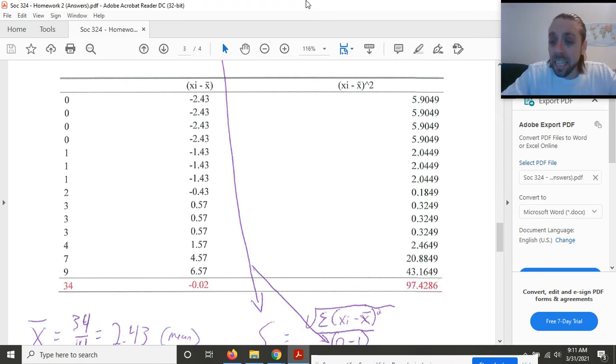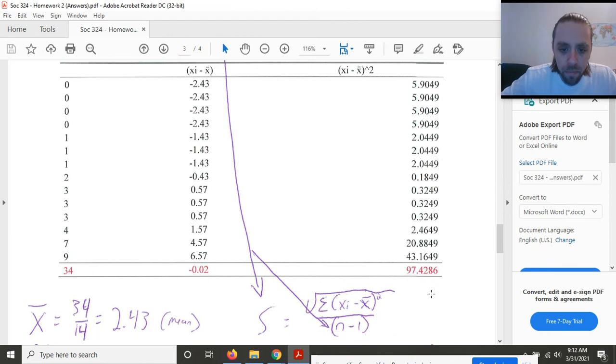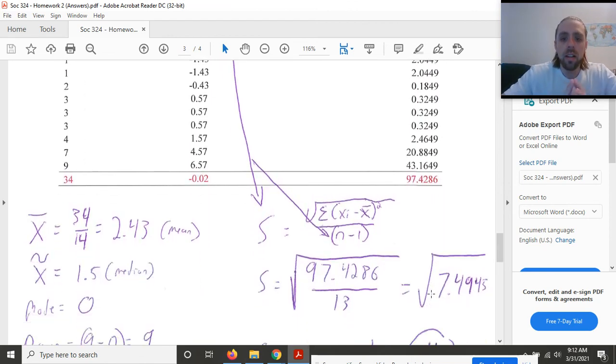Because that sums essentially to 0, I need to find a way to get aggregate deviation, which means I have to get rid of my negatives, which means I am going to square each deviation from the mean. So moving on from xi minus x bar, I simply take the value in that column and square it. And finally, at the bottom, you see what's highlighted here in red. That is my sum of squared deviation, 97.4286. That goes in the numerator of my standard deviation formula.